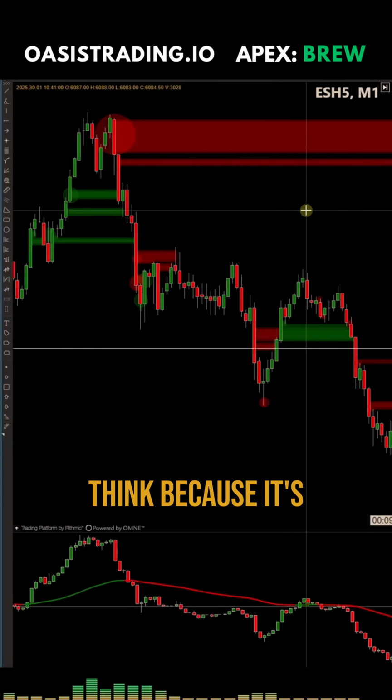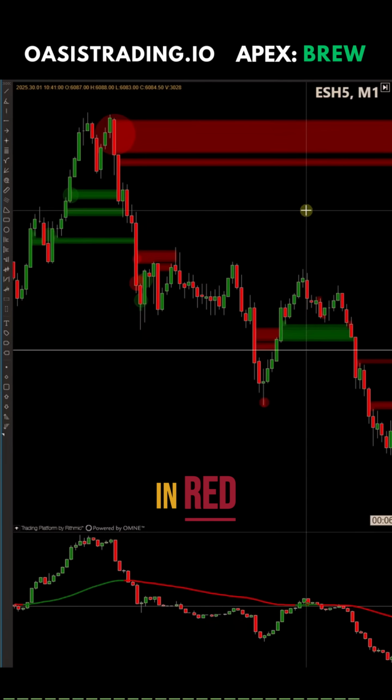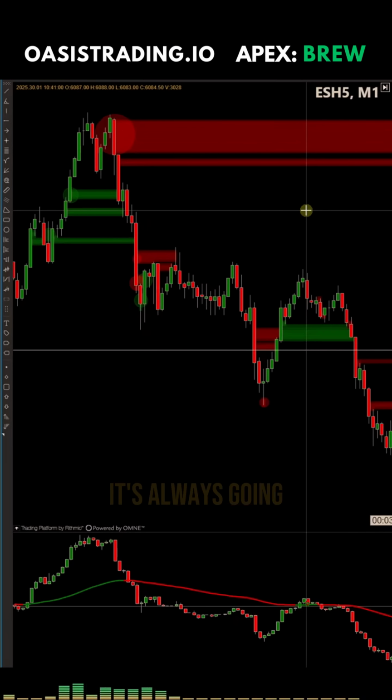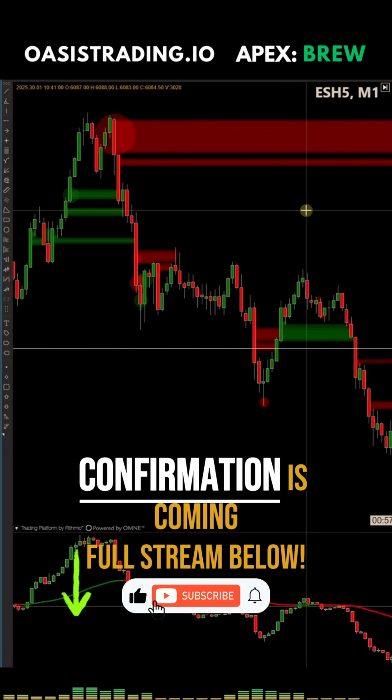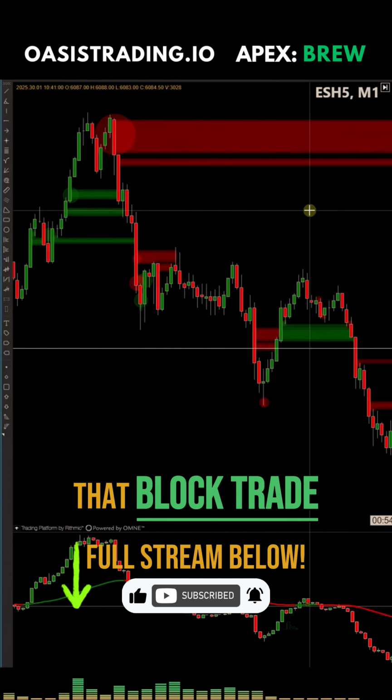So don't always think that because it's a bearish block, because it's coming in red, it's always going to go down. Or if it's coming in green, it's always going to go up. You need to wait another couple of minutes to see where the confirmation is coming in, and see who's protecting that block trade.